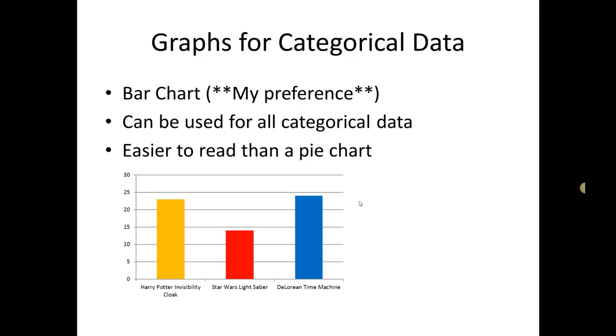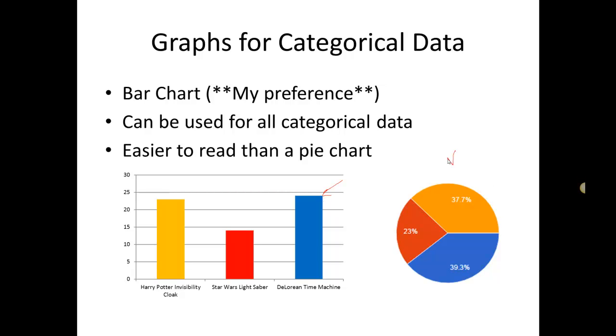Also, I think that bar charts are way easier to read than pie charts. So for this data, for example, if you compare the bar chart and the pie chart, you'll notice that there was a pretty tight race between the Harry Potter invisibility cloak and the DeLorean time machine. And looking at the bar chart, you can see that even though they were close, the DeLorean time machine slightly beat out the Harry Potter invisibility cloak.